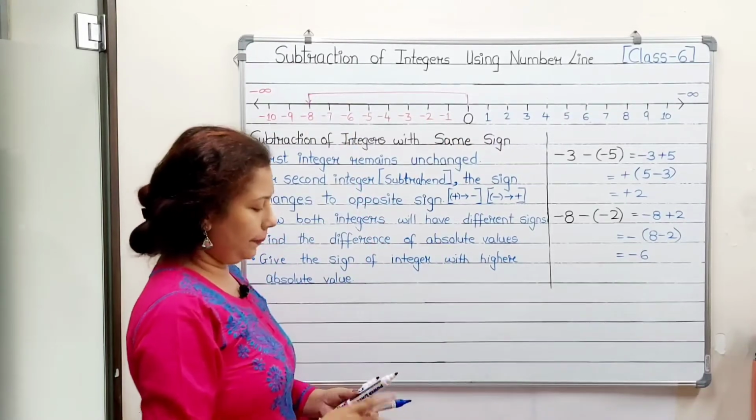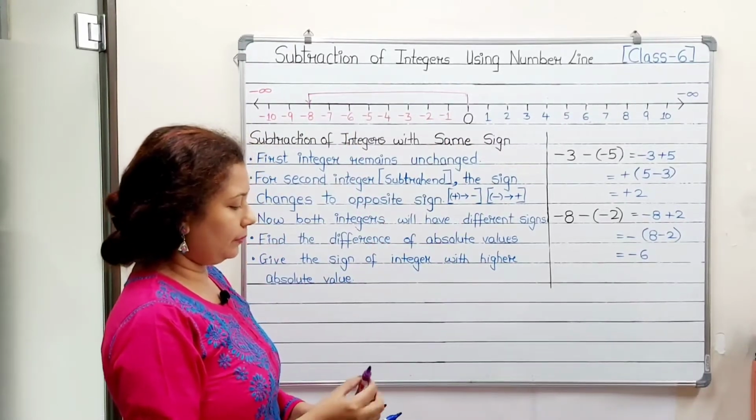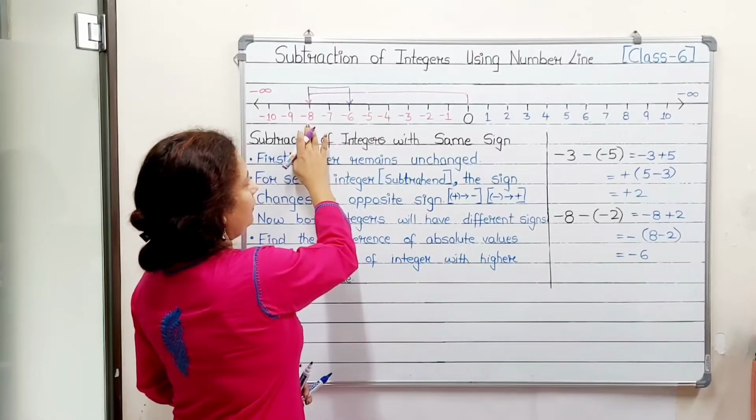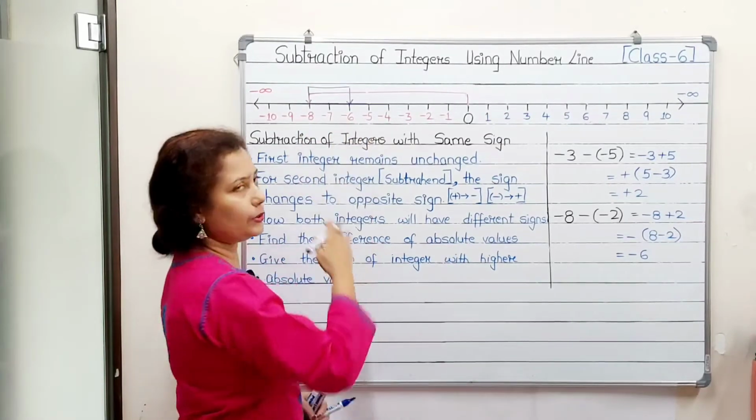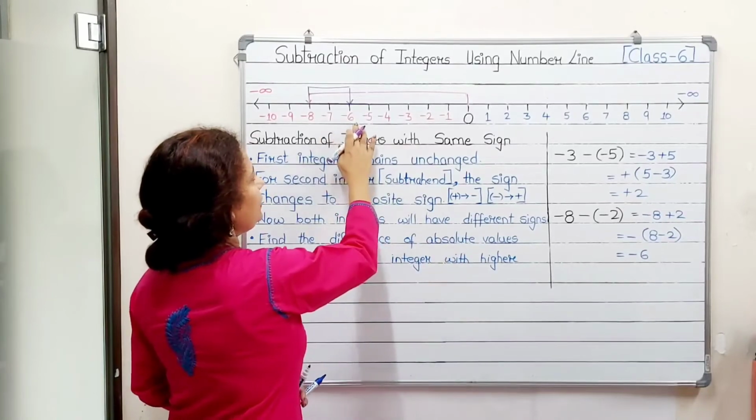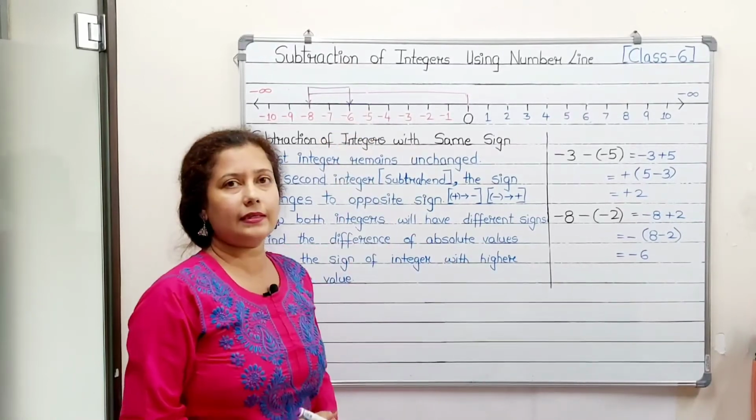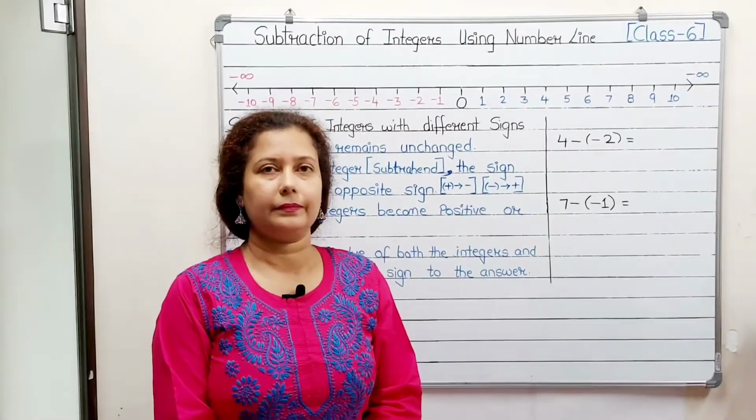And next is +2. So from the first marked integer, from -8, we will move 2 units to the right and we will reach -6. So here -6 is the final answer.